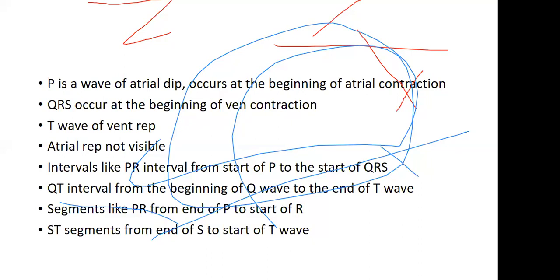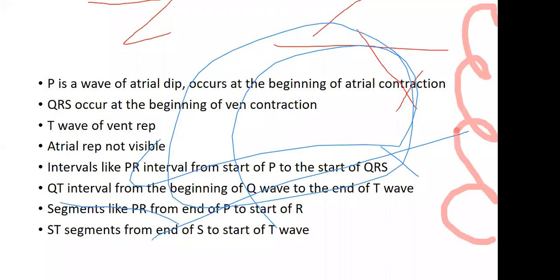Now, once you have recorded these P, Q, R, S, T waves over the ECG paper, you look at it, and there you can see some intervals. Intervals are the timings, the distance from one wave to the start of another. So this is the interval. For example, the PR interval is from the start of the P wave to the start of the QRS complex.